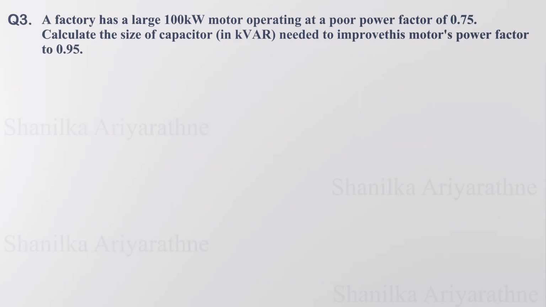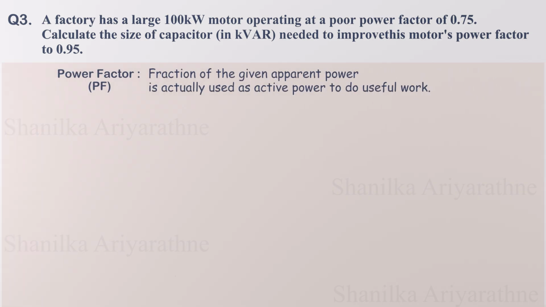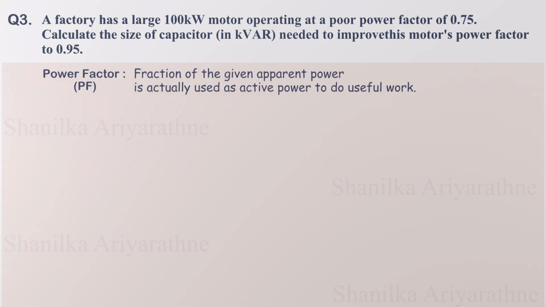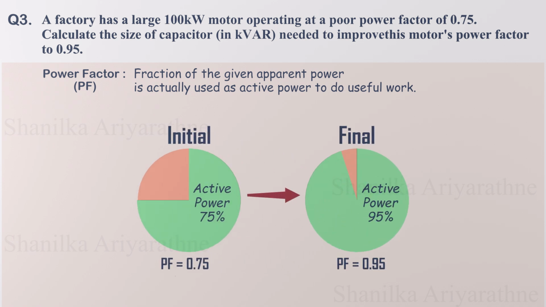A factory has a large 100 kilowatt motor operating at a poor power factor of 0.75. Calculate the size of capacitor, in kVAR, needed to improve just this motor's power factor to 0.95. Let me explain the problem. Power factor represents the fraction of power we actually get useful work done from the given apparent power. Currently, our motor converts only 75% of the apparent power into useful mechanical work. The remaining power goes into maintaining the magnetic fields necessary for the motor's operation, our reactive power. By adding a capacitor, we aim to improve this efficiency to 95%.